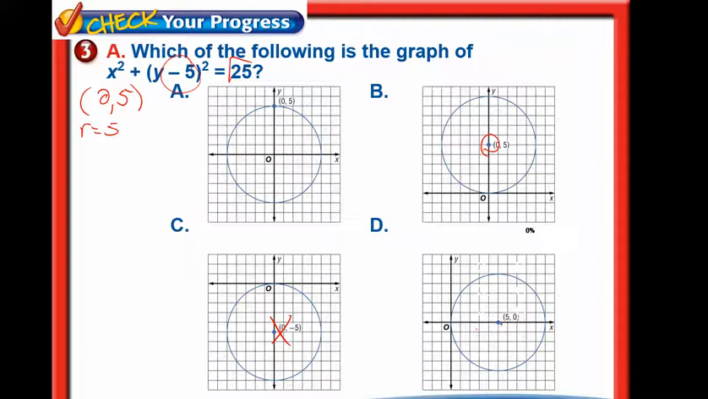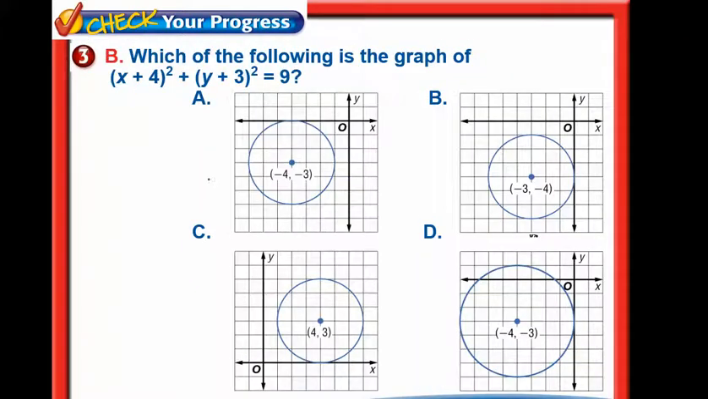So they are putting answers here for all the mistakes you're going to make. You're going to put this -5 there because you just see that negative sign. Some of you are going to flip-flop your X and your Y. You're going to graph it wrong. But the only one that has the center at 0, 5 is B. Let's check and make sure that the radius is 5. 1, 2, 3, 4, 5. Yep. So I'm going to choose B.